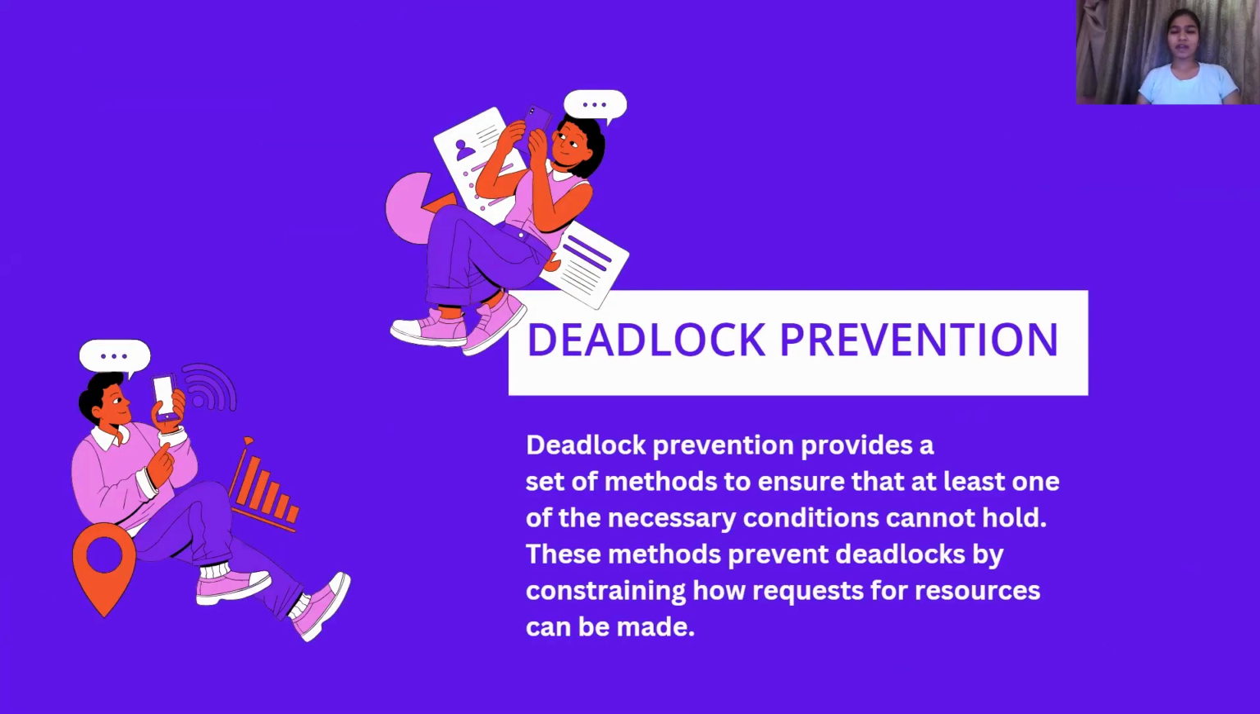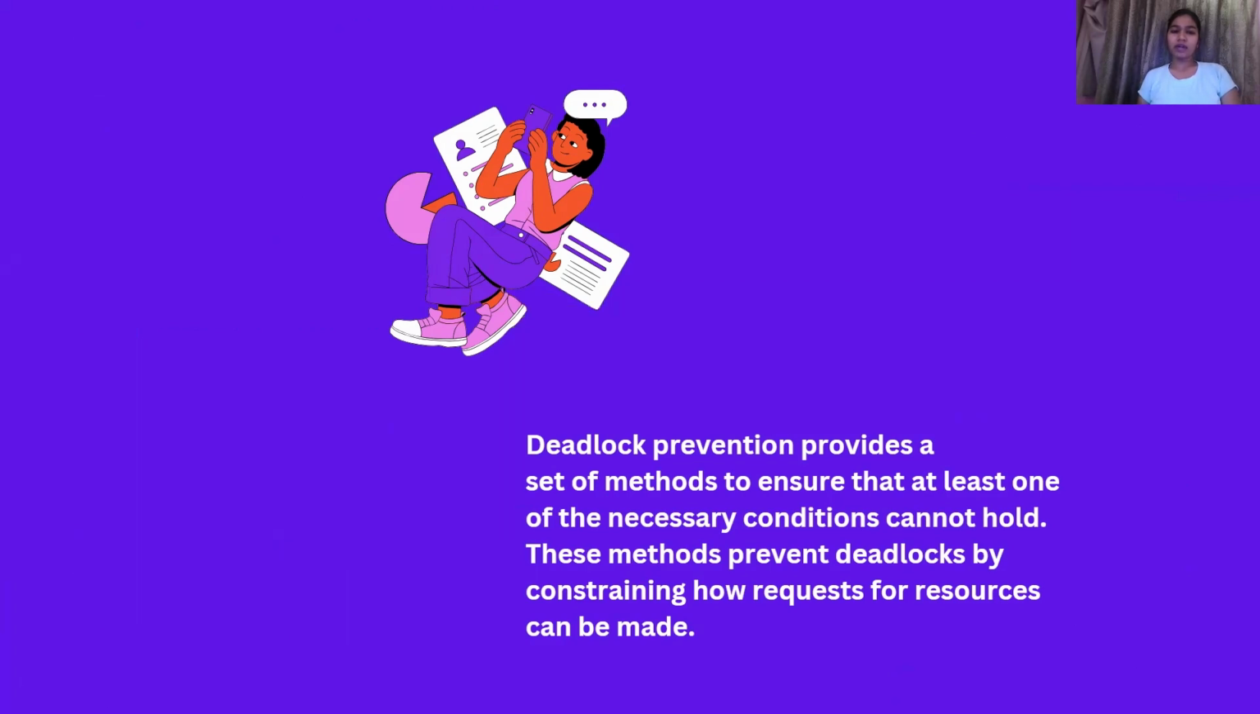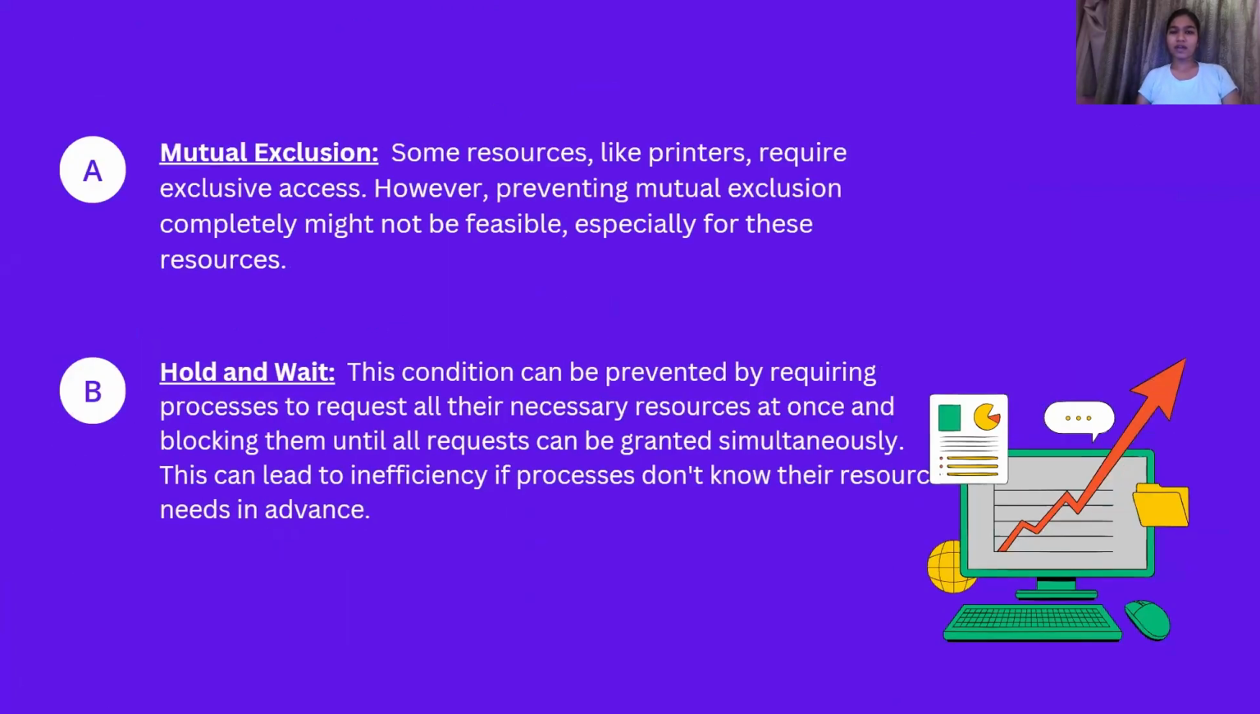Deadlock prevention provides a set of methods to ensure that at least one of the necessary conditions cannot hold. These methods prevent deadlocks by constraining how requests for resources can be made. How can we prevent the four necessary conditions? First, mutual exclusion. Some resources like printers require exclusive access. However, preventing mutual exclusion completely might not be feasible, especially for these resources.